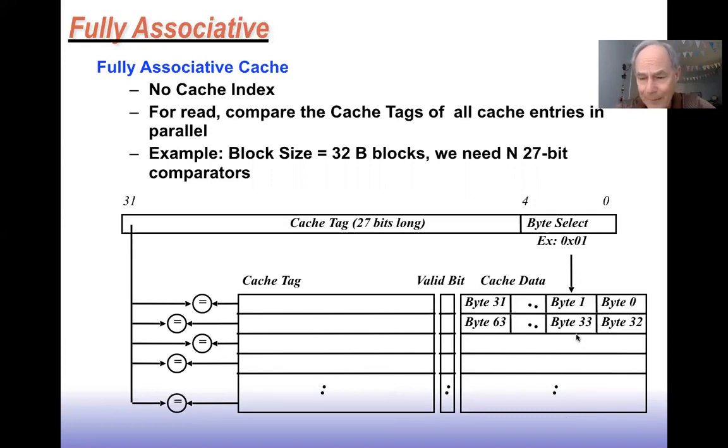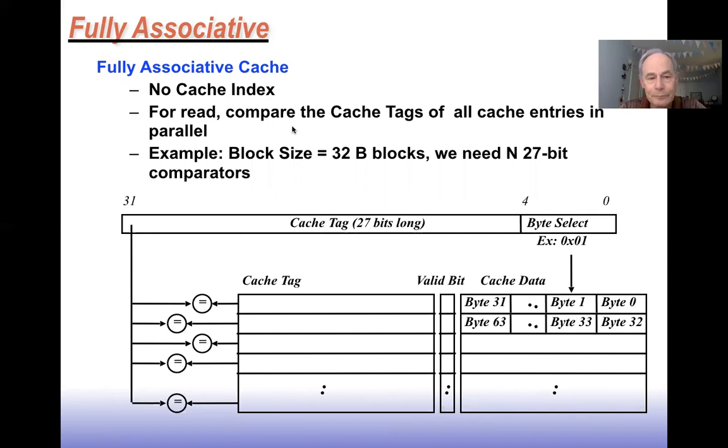If there are two blocks that happen to have the same index according to a direct map cache scheme, in a fully associative cache they can both simultaneously reside in the cache. So there are fewer conflicts in using the cache. But this kind of extra efficiency comes at the expense of more complexity. It takes more hardware to implement this cache, as you see here.